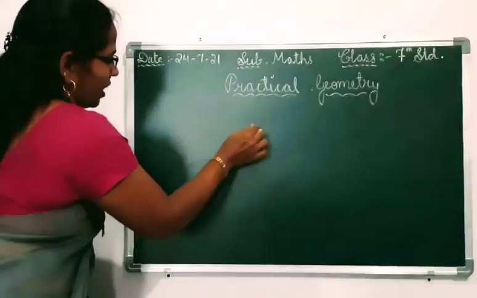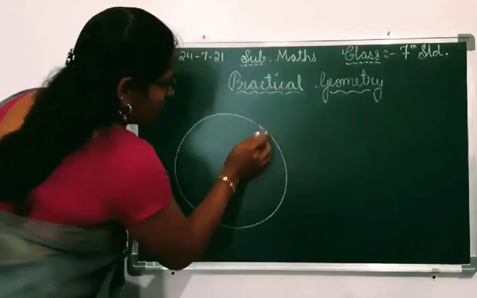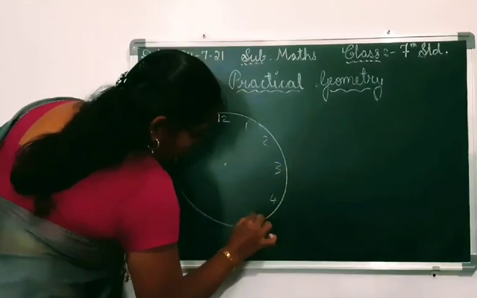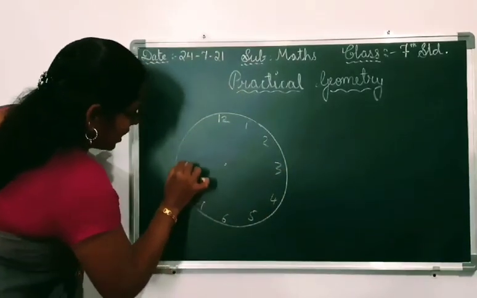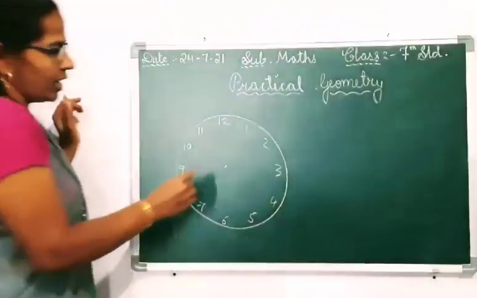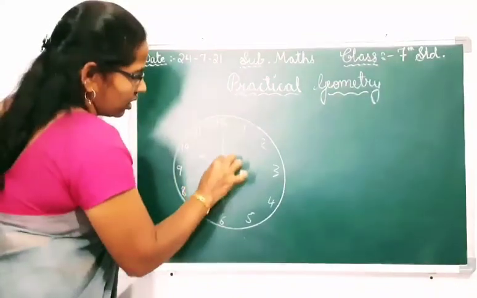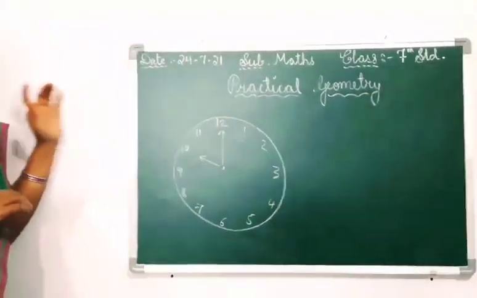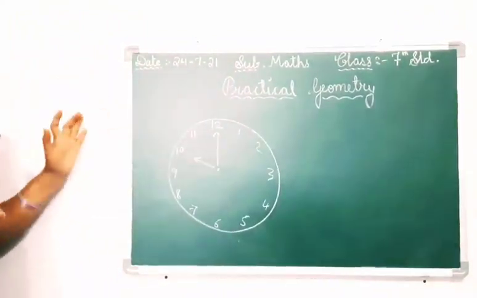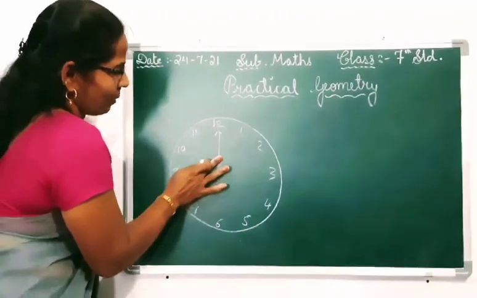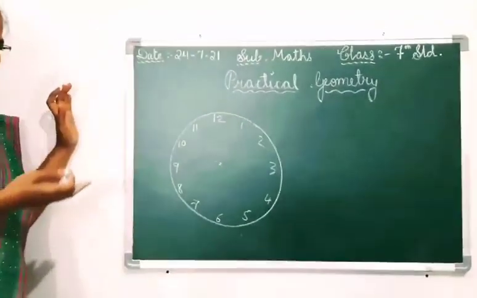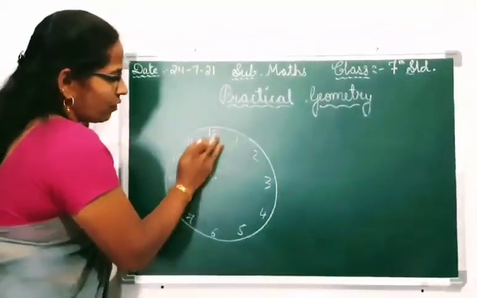Then see, we show the example. In a clock, 12, 1, 2, 3, 4, 5, 6, 7, 8, 9, 10, 11. Okay, first we will take acute angle example. See children, 10 o'clock. Okay, then it shows an acute angle. Yes, because it measures more than 0 degree and less than 90 degree. Okay, this is example. 10 o'clock, 11 o'clock, 1 o'clock, 2 o'clock. Okay, many are there, you can find out later. Then these are examples for acute.